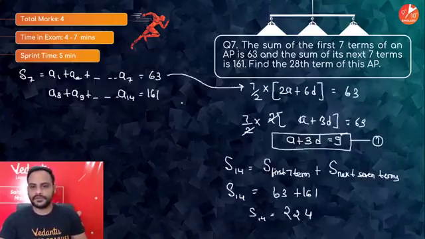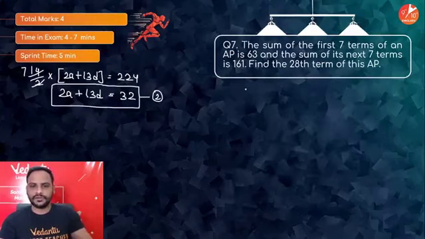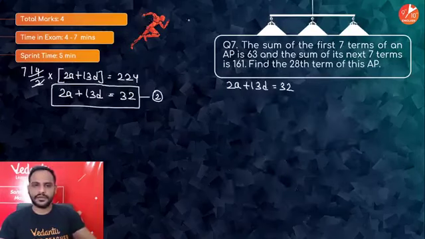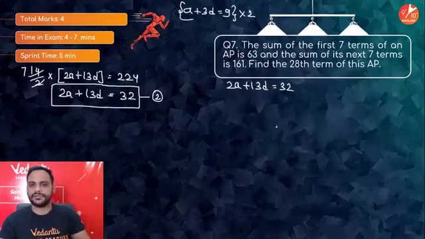We have got our first equation, we have got our second equation. So let us use the elimination method. We have 2a plus 13d is equal to 32, and then we have a plus 3d is equal to 9. If I have to eliminate a, I will have to multiply this with 2. So it will become 2a plus 6d is equal to 18.